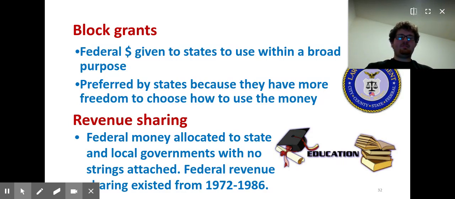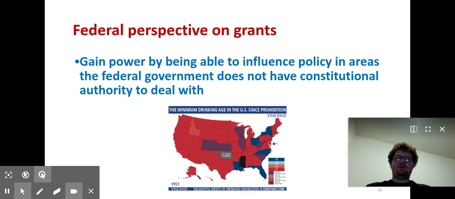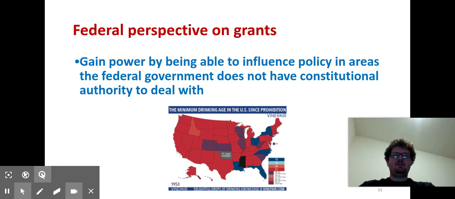A lot of the times this is used with revenue sharing. So the federal government takes taxes, and a certain percent of those taxes goes into funding education, which is also something that's funded by the states. And so now they're sharing that cost of education together. So just kind of thinking about that federal perspective on grants.